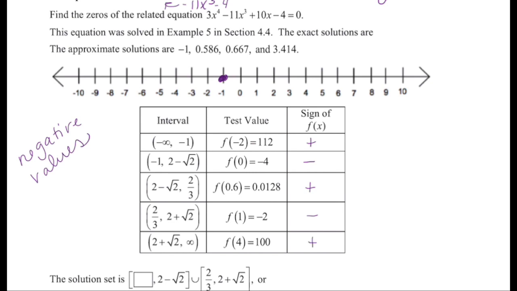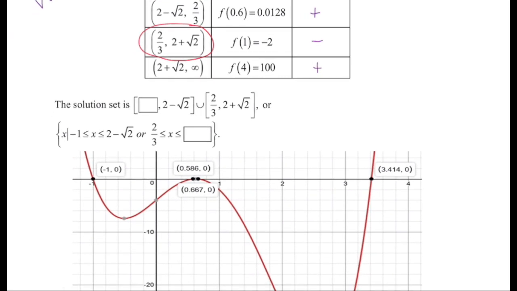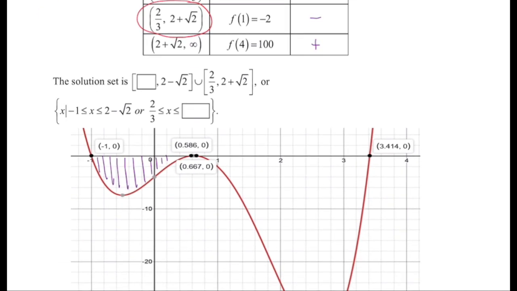We're looking for negative values, so the only intervals where I ended up with a negative value were these two places. So between negative 1 and 2 minus square root 2, we are negative, as well as between 2/3, which is 0.667 on our graph here, and 2 plus the square root of 2, this area, we are negative.